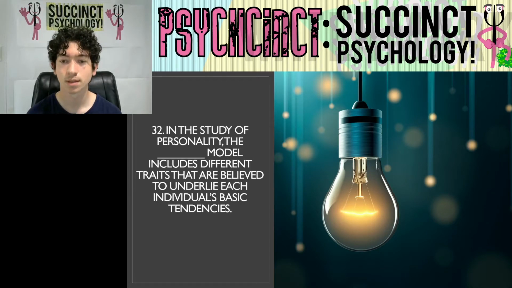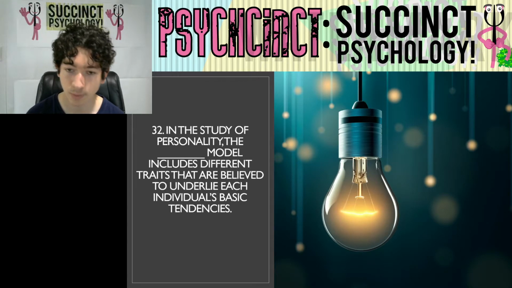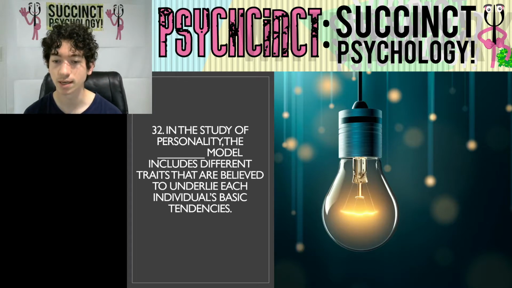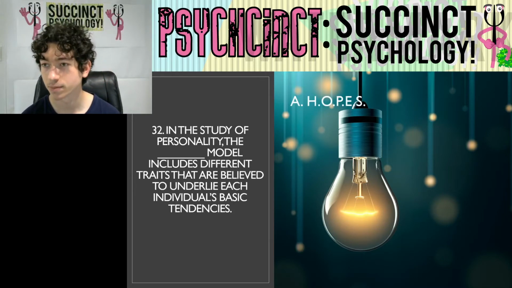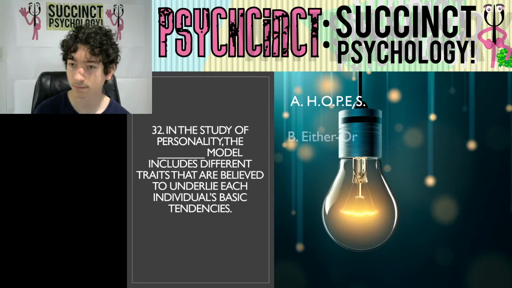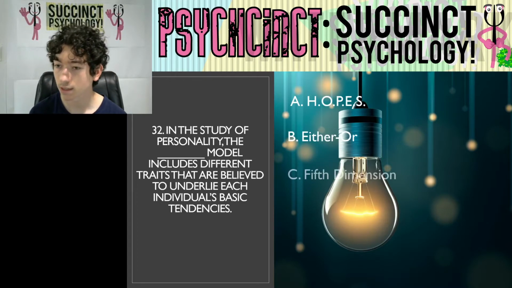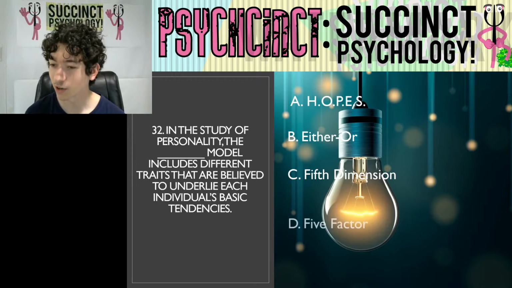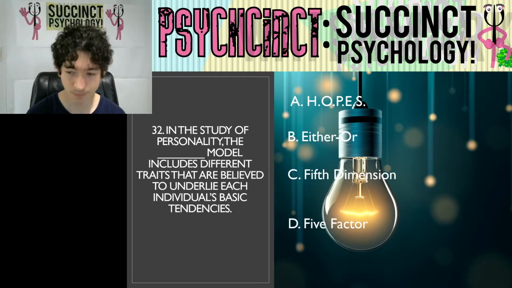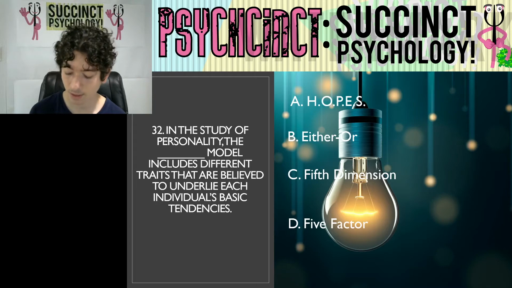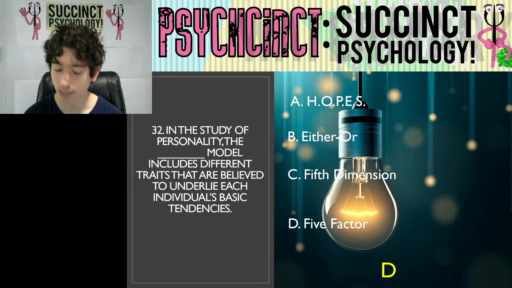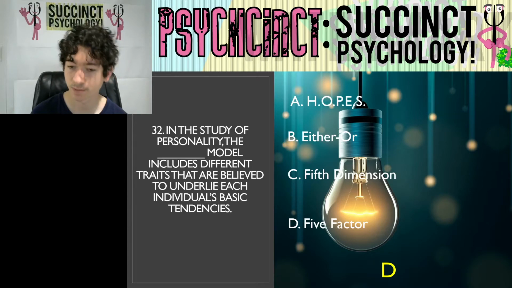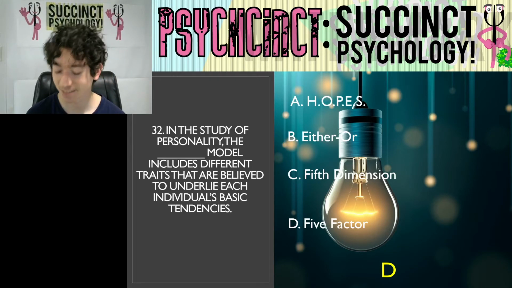Question 32. In the study of personality, the blank model includes different traits that are believed to underlie each individual's basic tendencies. Is it A, HOPES or hopes? B, the either-or model? C, the fifth dimension? Or D, five-factor model? If you chose D, you were correct. Think about OCEAN: openness, conscientiousness, agreeableness, neuroticism, and extroversion. Out of order, but still correct.